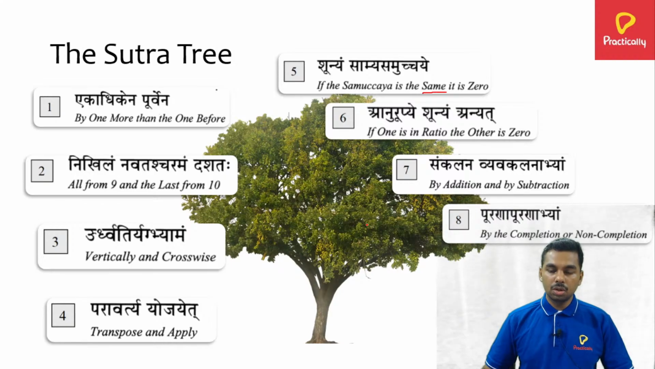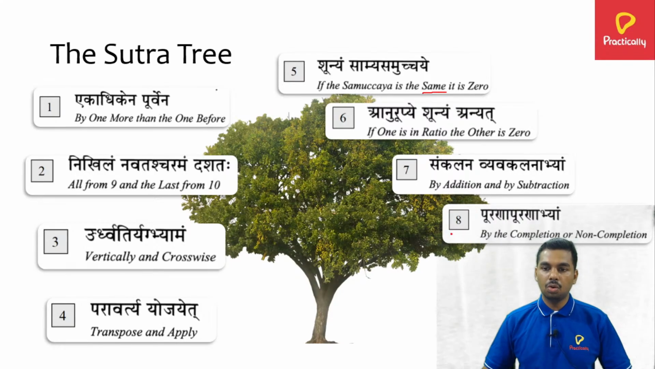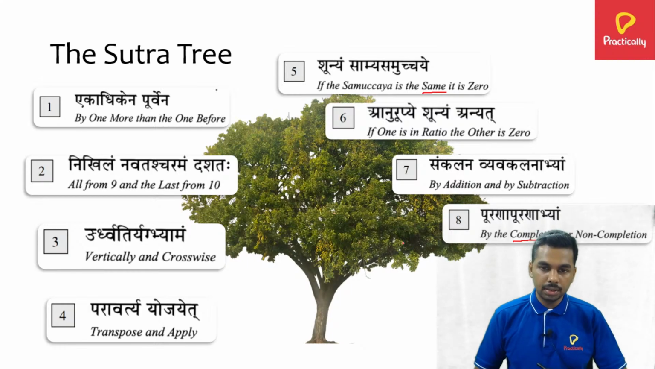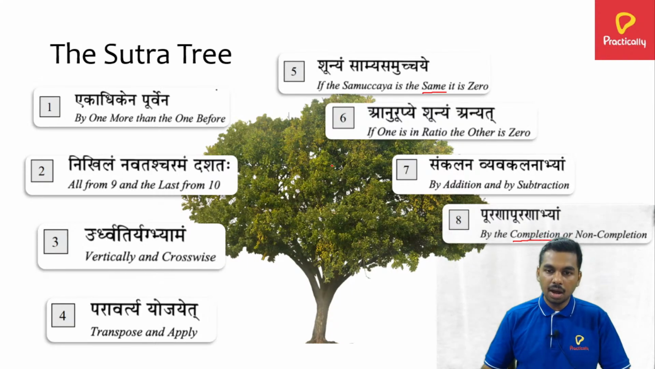The last sutra over here is what is known as "by completion or non-completion." Here completion could be completion with respect to many things according to the context. The seventh and eighth are again cousins of each other, meaning they are related, and we call the eighth sutra Purana Puranabhyam.